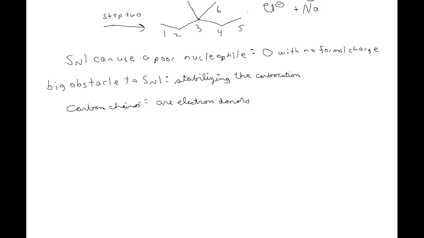A carbon chain just has way more electrons than a hydrogen. A hydrogen just has two measly little electrons in the bond. A carbon chain has a whole cloud of electrons. So it makes sense that a carbon chain can donate more electrons than a hydrogen can. So we need to memorize this. Carbon chains are electron donors. This will be important for a lot of reactions in this class.